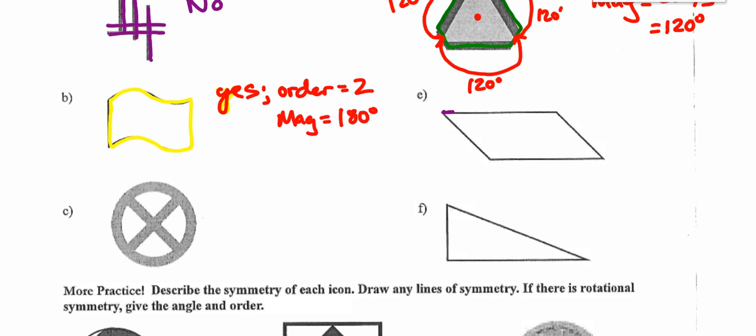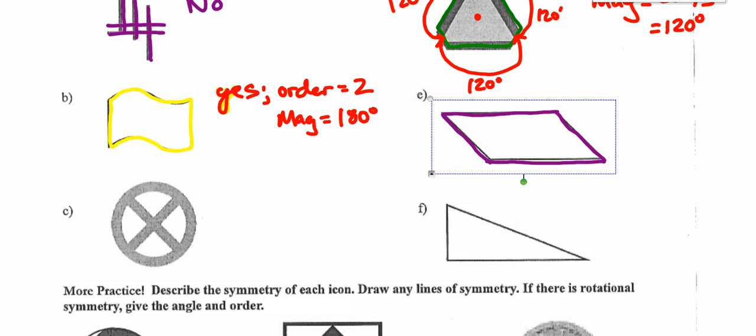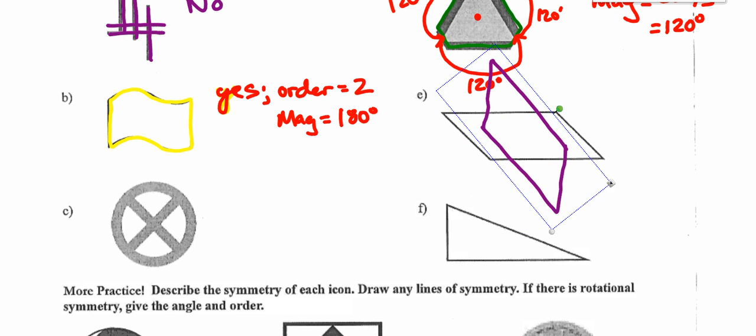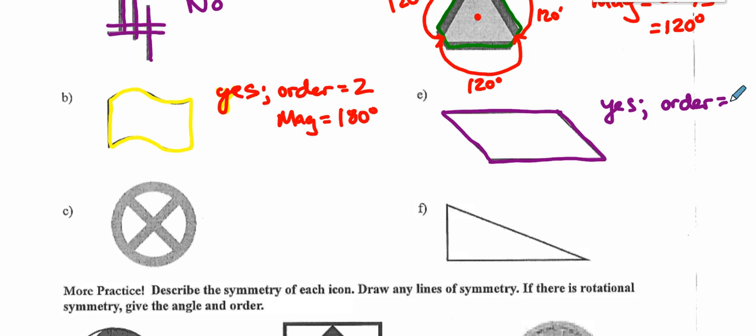Okay, let's take a look at this one here. Here we have clearly a parallelogram. Go ahead and rotate this. Boom. There it's the same. And back to itself. So the answer is yes there. Order of 2. And if it's order of 2, again, that magnitude must be equal to 180 degrees.